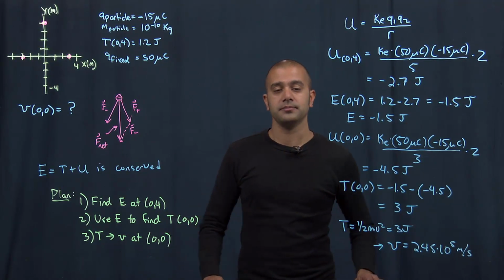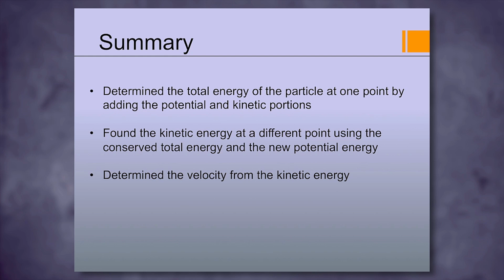Let's take a look at the summary. In this problem, we were asked to find the velocity of a particle moving under the influence of Coulomb forces. First, we determined the total energy of the particle at one point by adding the potential and kinetic portions. Then we found the kinetic energy at a different point using the conserved total energy and the new potential energy. Finally, we determined the velocity from the kinetic energy.